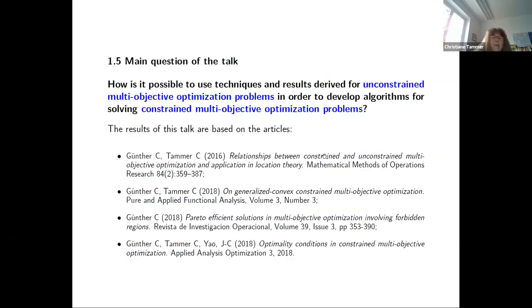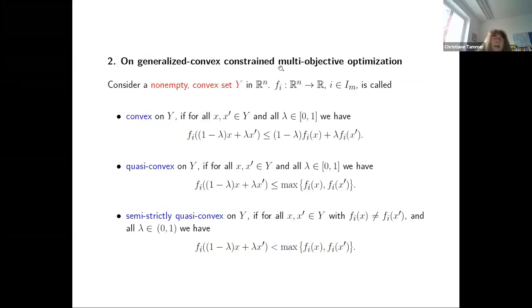So, and our main question here for the talk is: is it possible to use methods well known from unconstrained optimization for solving constrained multi-objective optimization problems? Our results are included in several papers, and I will come back to these results in the talk.